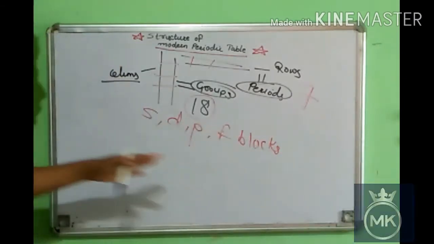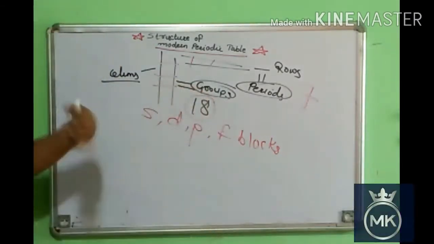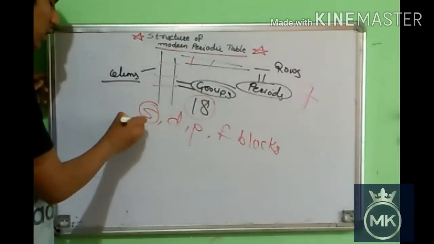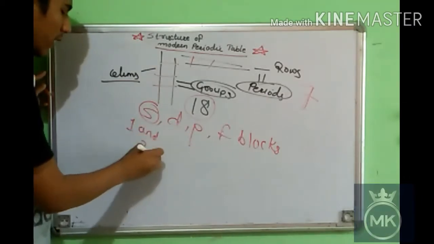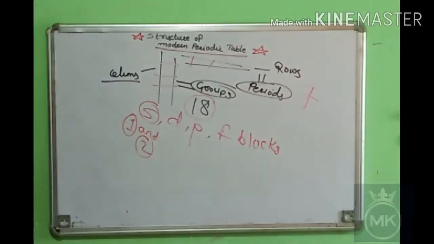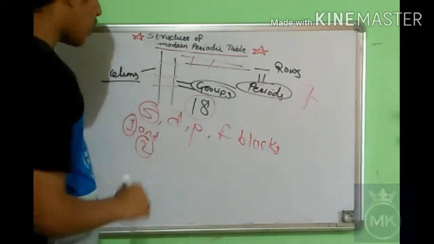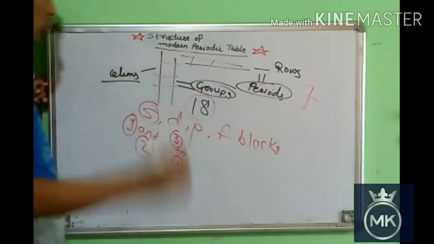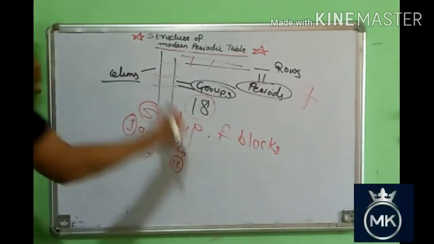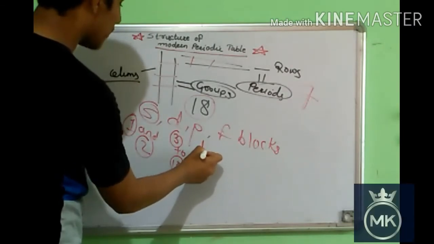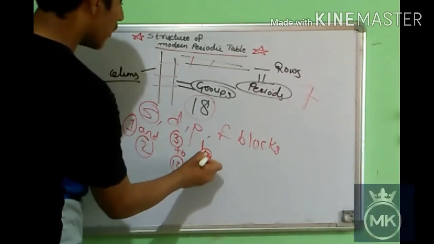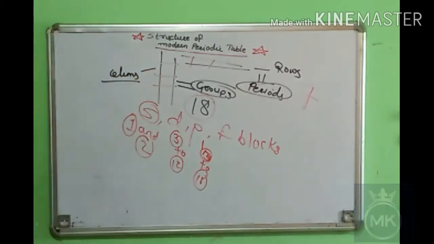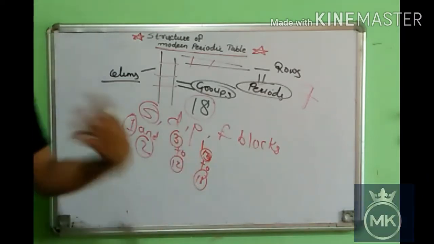In these 4 blocks, the 18 groups are divided. So friends, in the S block, groups 1 and 2 are placed here, and in the D block, groups 3 to 12 are placed. In the P block, groups 13 to 18 are placed, or the elements of groups 13 to 18.